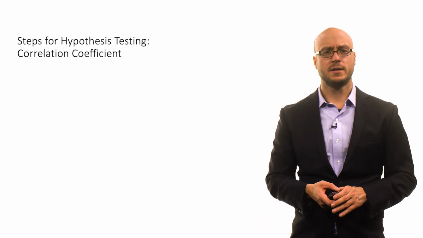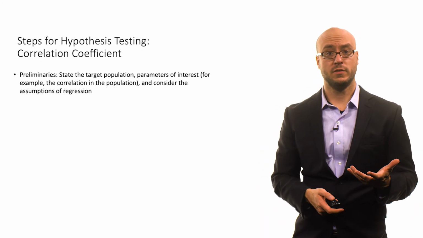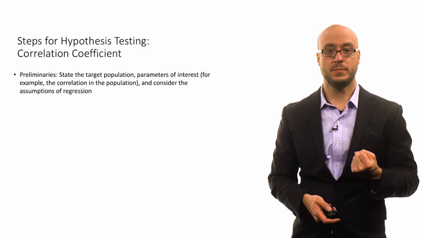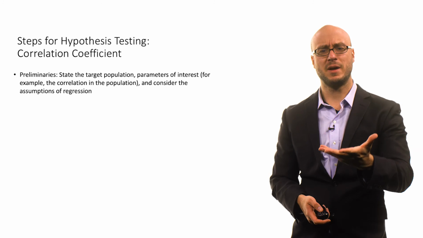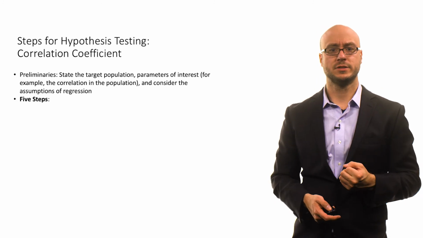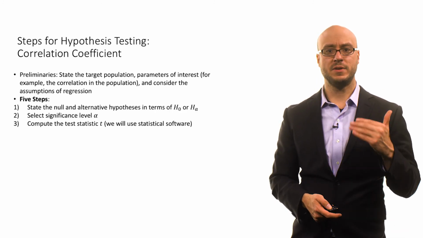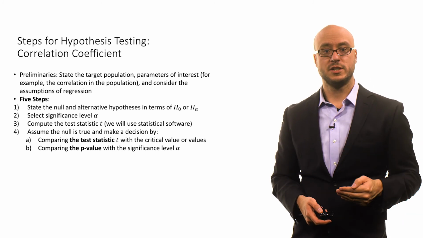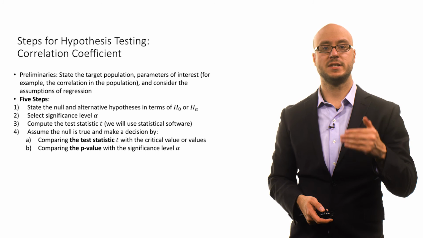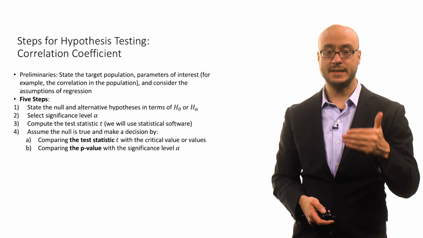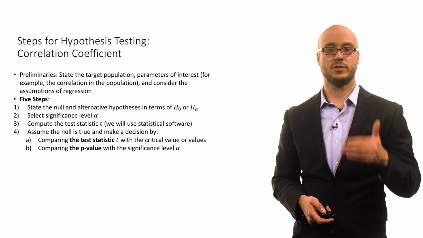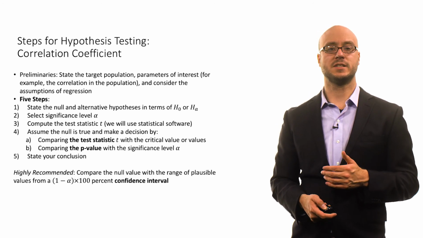We can also conduct hypothesis testing for the correlation coefficient. Again, this is the case in which you have a random sample from a population and you want to say something about a correlation in a population. These steps should by now be quite familiar to you. When we conduct a hypothesis test for the correlation coefficient, we're going to use a t-test statistic, but we're going to use statistical software for the computation and interpretation.